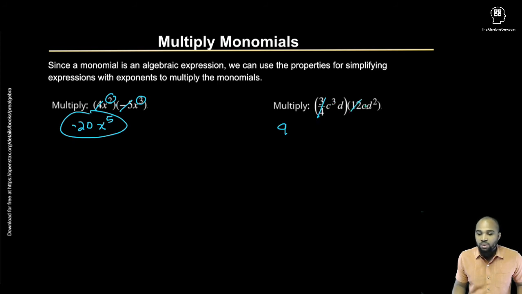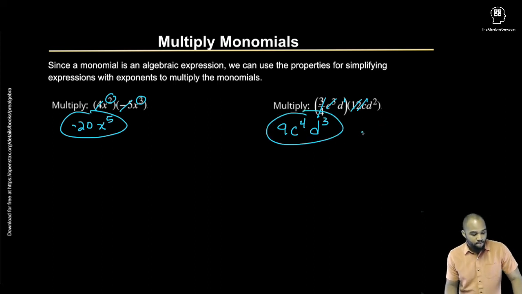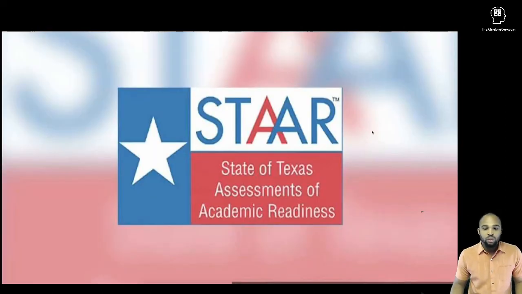C cubed times C is C to the 4th, because there's a 1 there, and I added 3 and 1 together. And then D to the 1 power times D squared is going to give me D cubed. And here we go. What does it look like on STAAR?